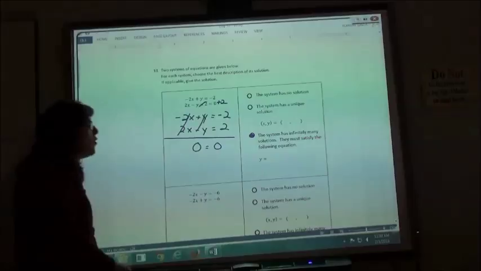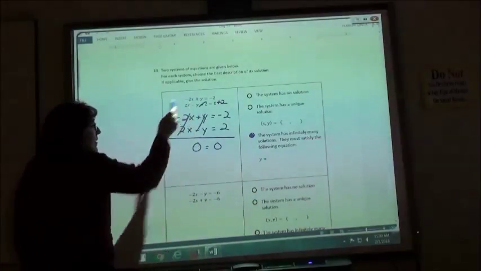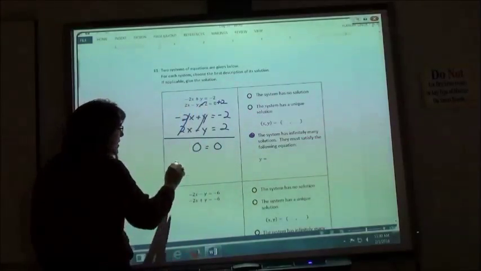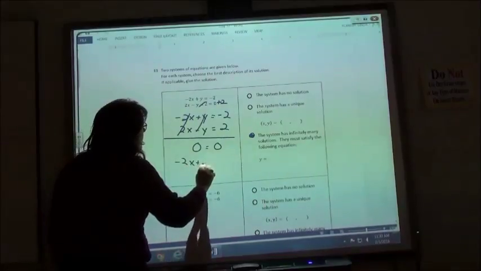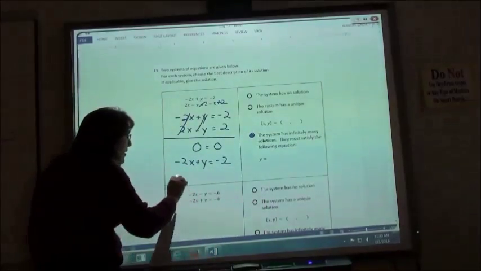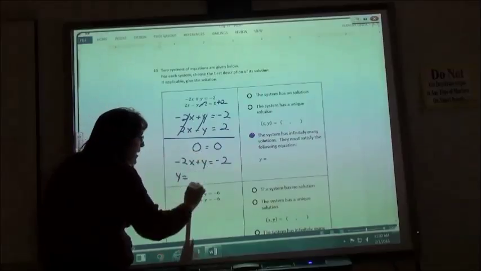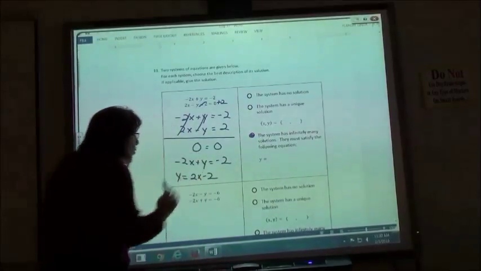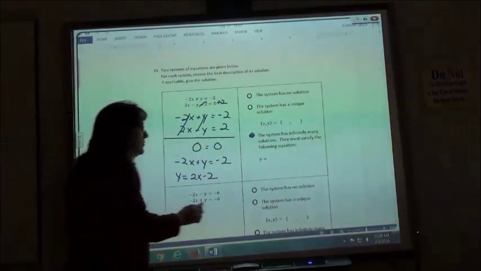And then I'm going to solve one of my equations for y. I just use the top equation. Negative 2x plus y equals negative 2. So y is going to equal, that's going to become a positive 2x. So y equals 2x minus 2.